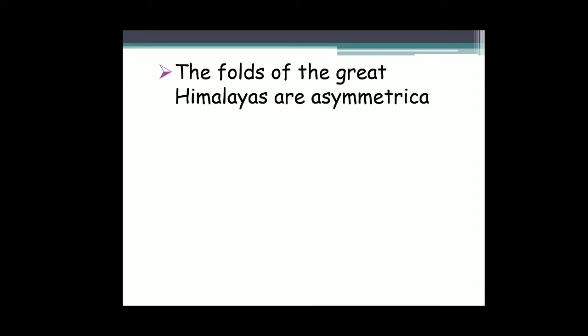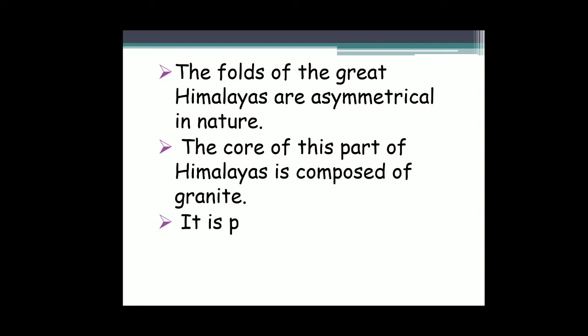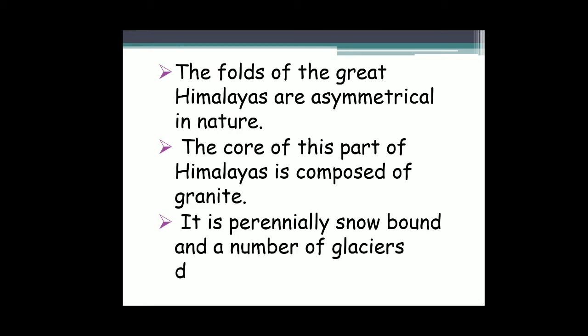The folds of the Great Himalayas are asymmetrical in nature, meaning it is not the same everywhere, somewhere high, somewhere low, like this. The core of this part of the Himalayas is composed of granite. It is perennially snowbound and a number of glaciers descend from this range.